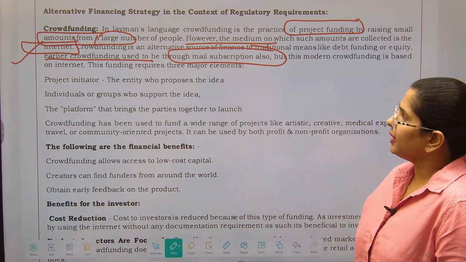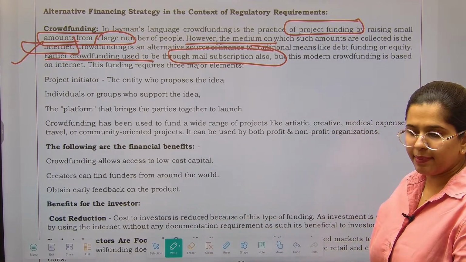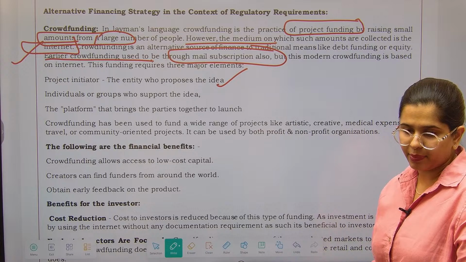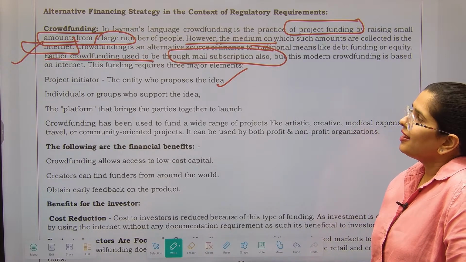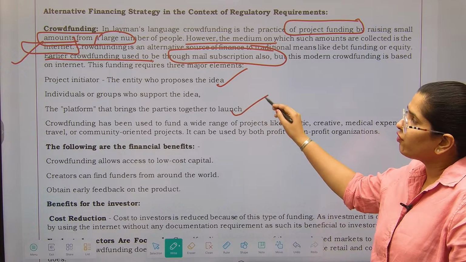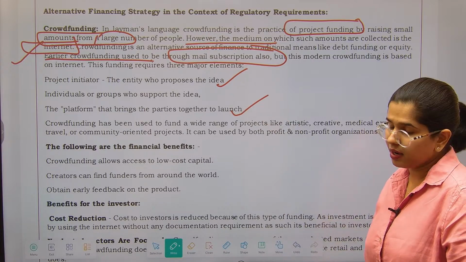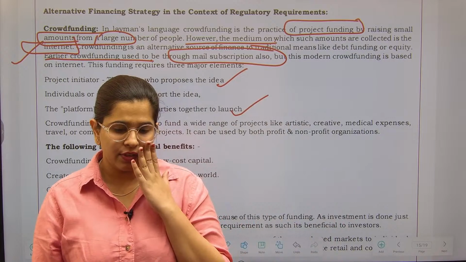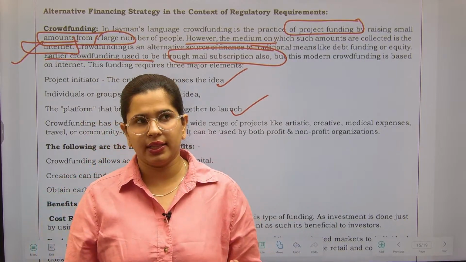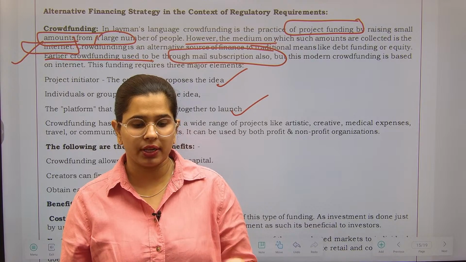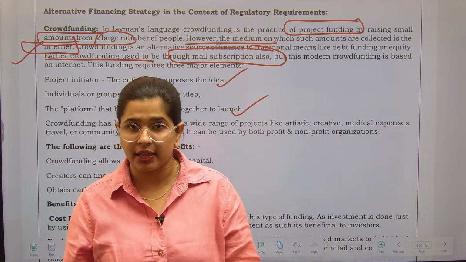Now, what are the major elements of crowdfunding? Number one, there is a project initiator, that entity that proposes the idea. Then we have individuals or groups who support the idea. Finally, we have the platform that brings the parties together to launch, right? For example, Milap, right? That is a very apt example of crowdfunding. Recently there was an ad that they were collecting funds for the donkeys who are in Gujarat, right?